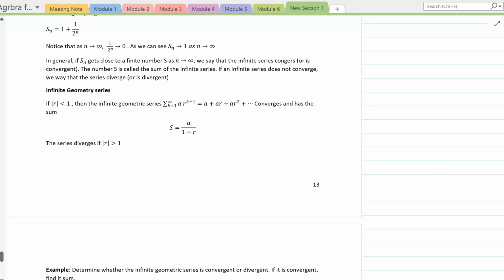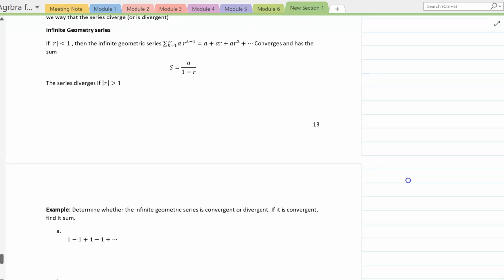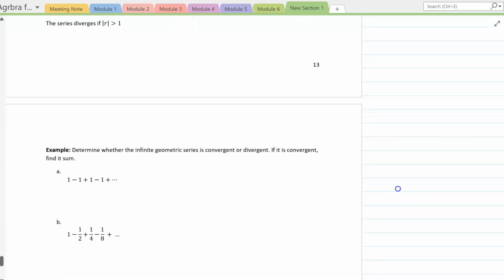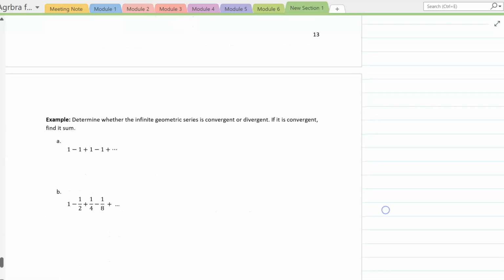Infinite geometric series: if the absolute value of r is less than 1, then the geometric series is converged and has the sum s equal to a divided by 1 minus r, and it diverges if the absolute value of r is greater than 1. So let's take a look at here. Determine whether the infinite geometric series is converged or diverged. If it converges, then find the sum.